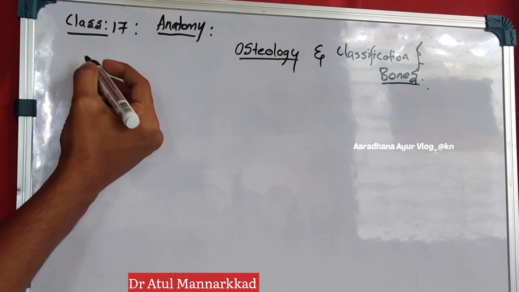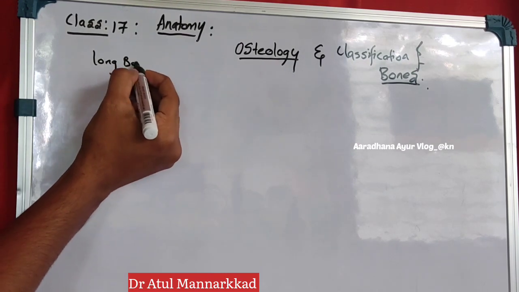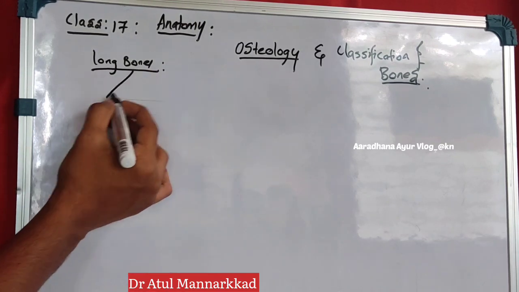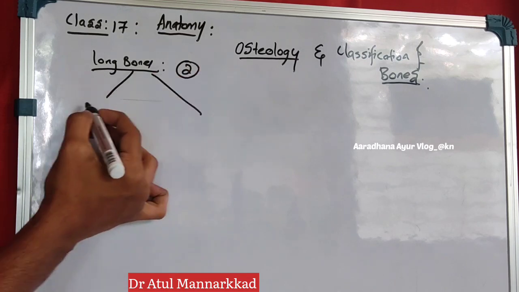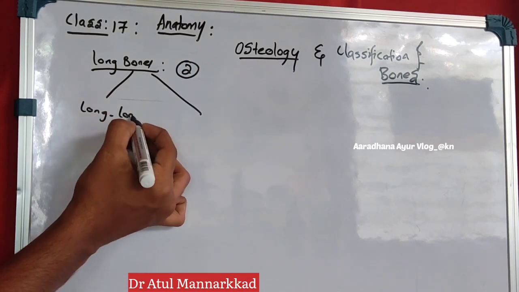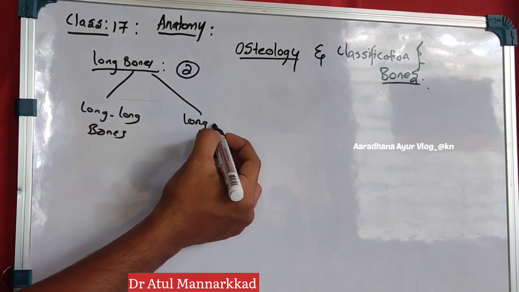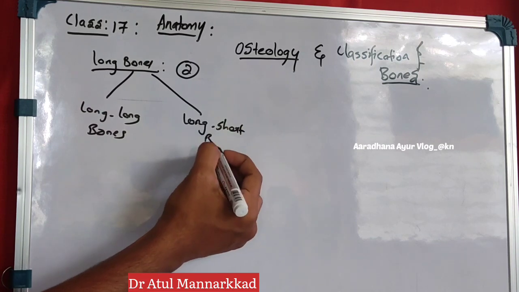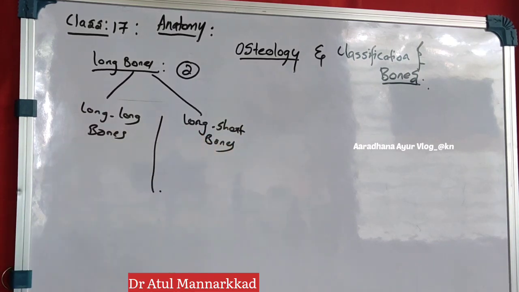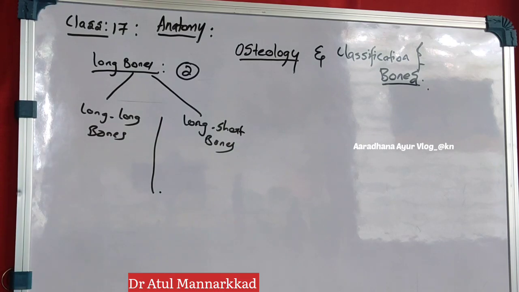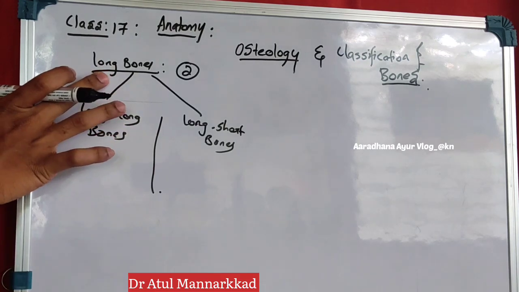So again, the long bones are classified into two types: long bones and long short bones. While dealing with the long bones, it has the same features as the long bones.